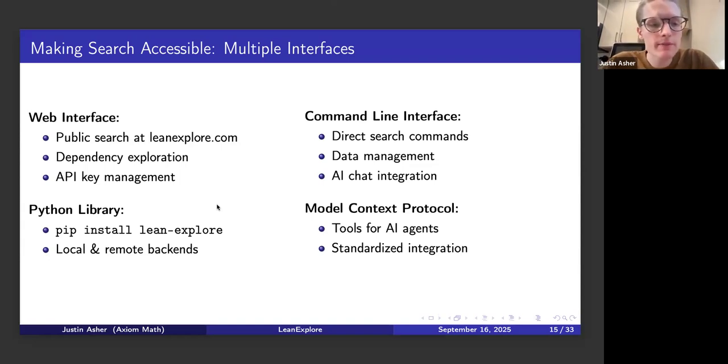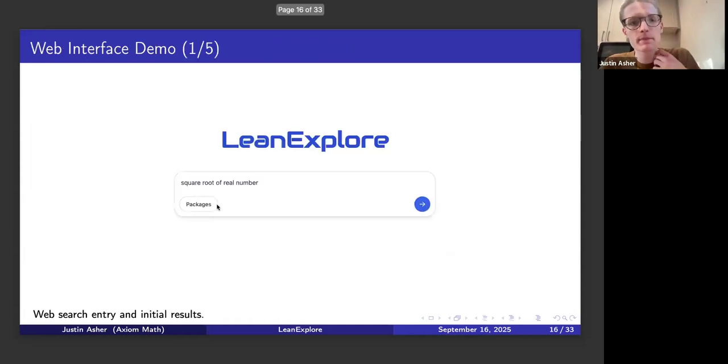I have a Python library, so you can do pip install lean-explore, and then you can get the database off of the cloud. You can download the whole LeanExplore database locally and run it locally. And you can also use this with the Model Context Protocol, which is a protocol that lets AI agents access these databases and use them, which is extremely important, and I'll explain why in a minute. So the web interface demo is like if you look up the square root of a real number.